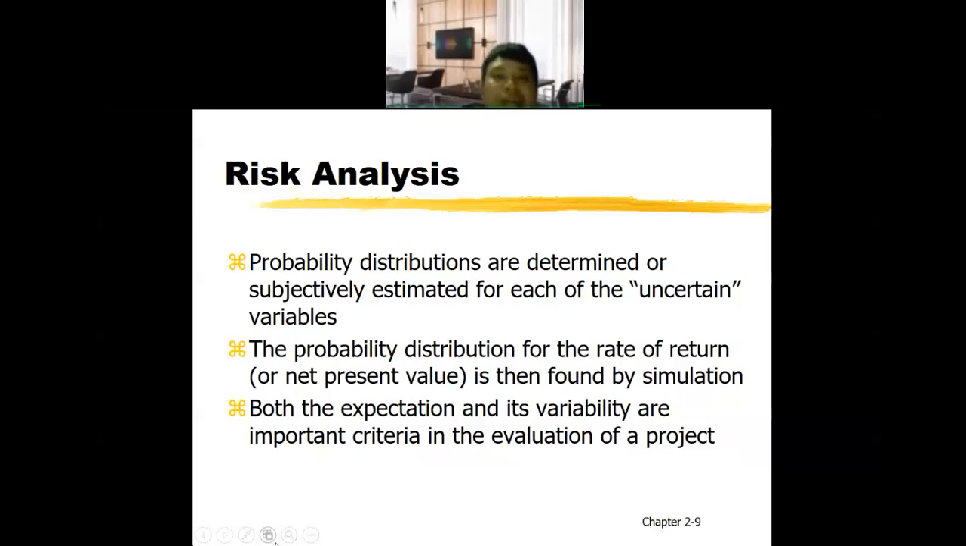So risk analysis is also one of the careers. Risk analysis for the project, we can call them an auditor. So an auditor can analyze the risk of the project. This is a career for risk analysis.